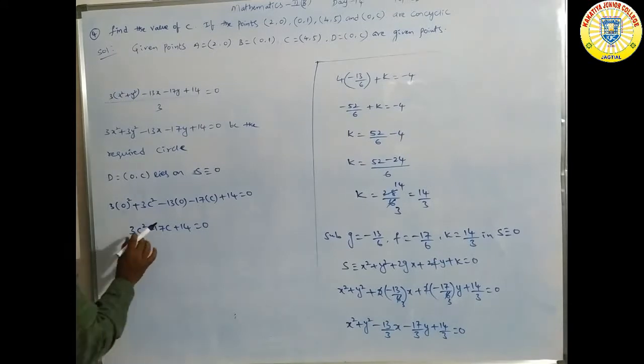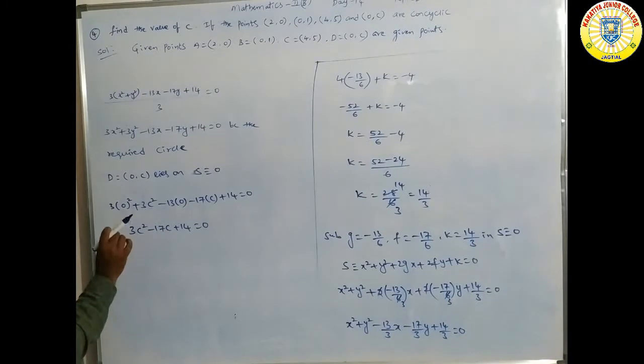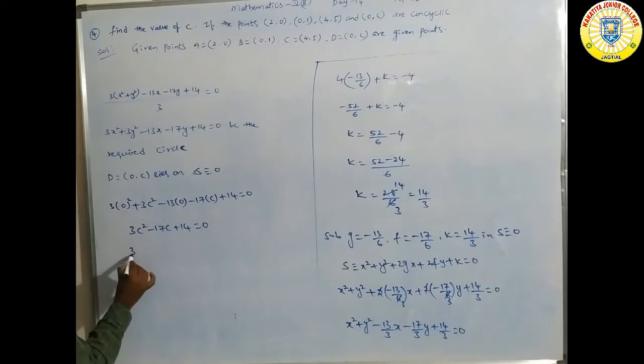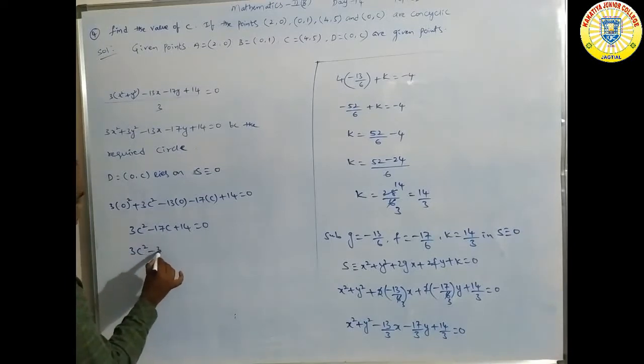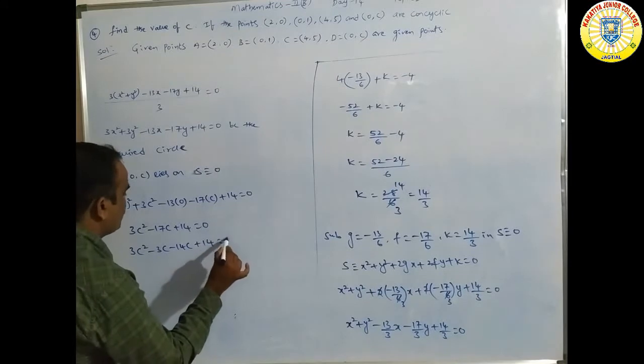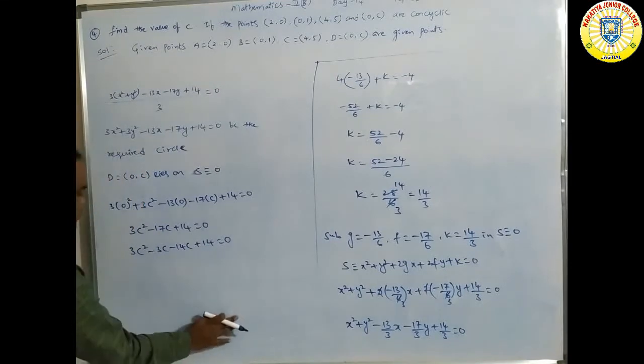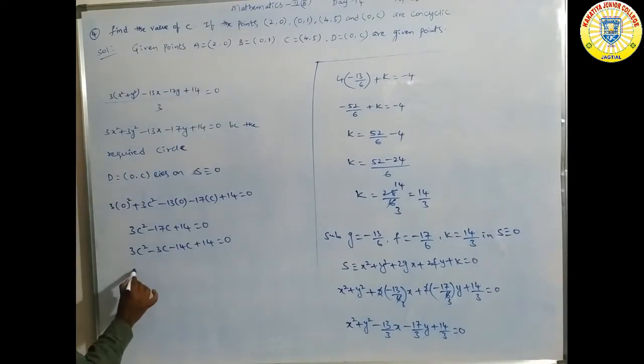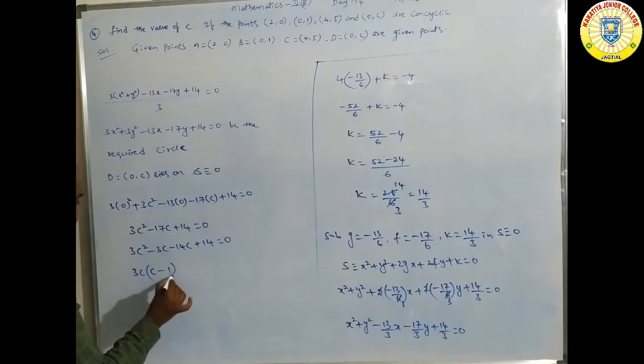Now we are splitting this one. The middle term is minus 17, so we can write minus 17 as minus 3 minus 14. So 3c square minus 3c minus 14c plus 14 is equal to 0. These two terms, we can take the common 3c, remaining value c minus 1.